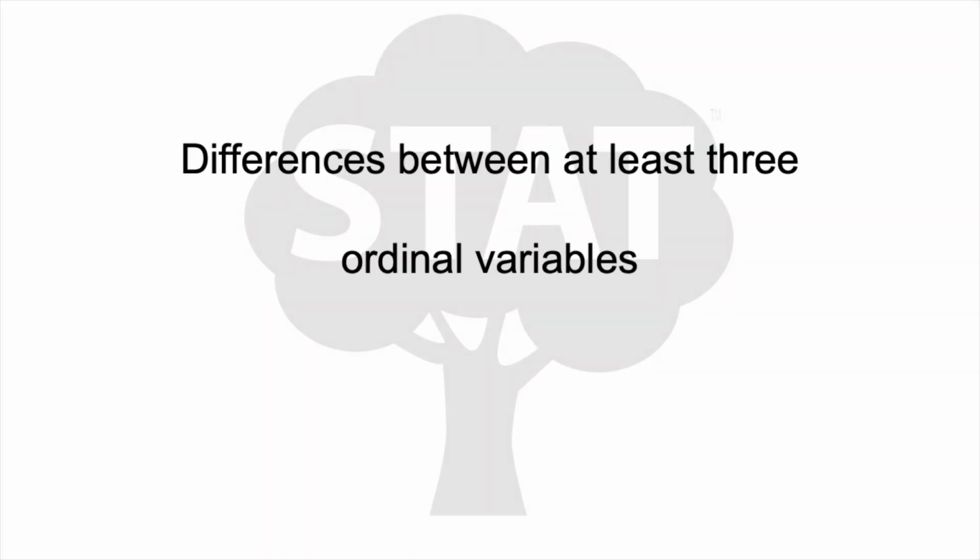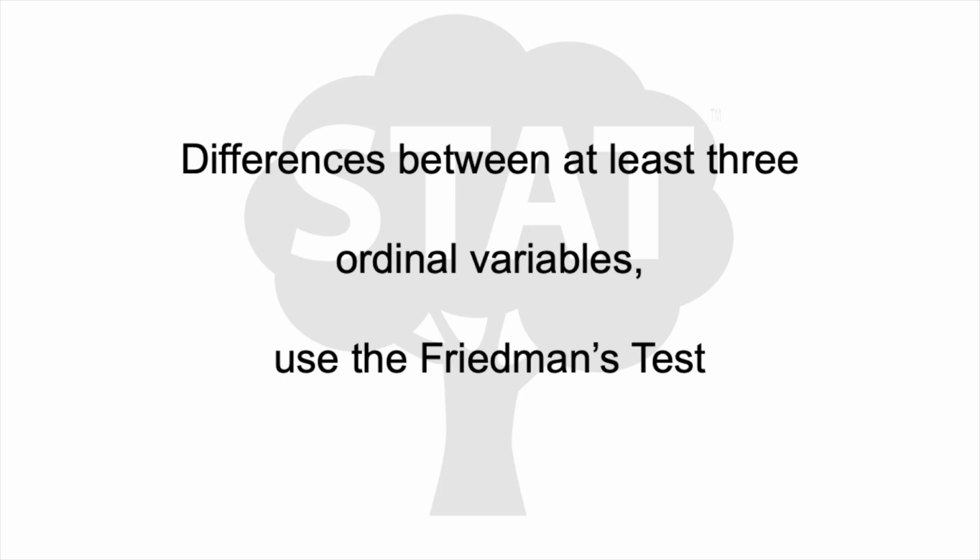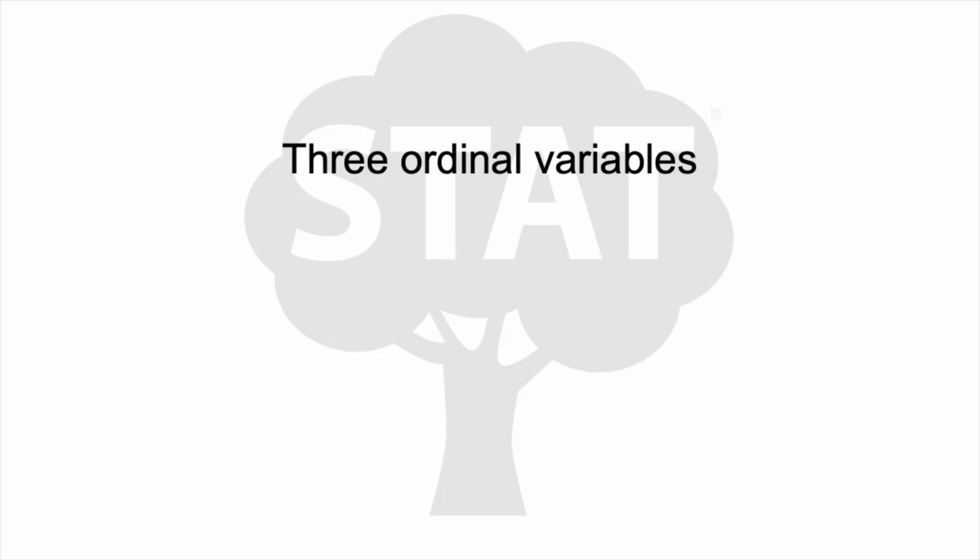To test whether there are differences between three or more ordinal variables, the Friedman's test would be appropriate. This test is similar to the Repeated Measures ANOVA, but for ordinal or non-normally distributed continuous variables. You will need three ordinal variables or three continuous variables where the assumption of a normal distribution of the differences has not been met in order to run this test.